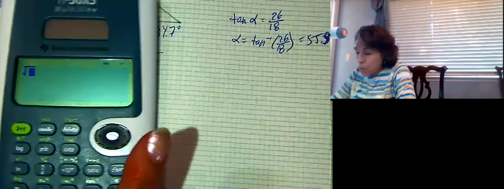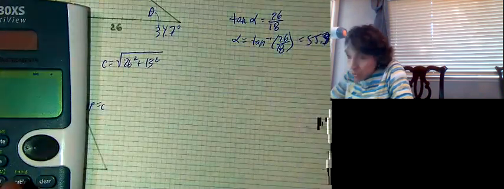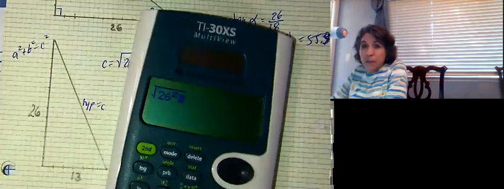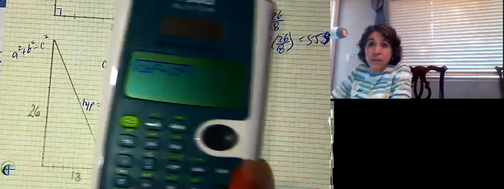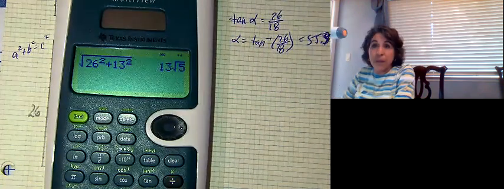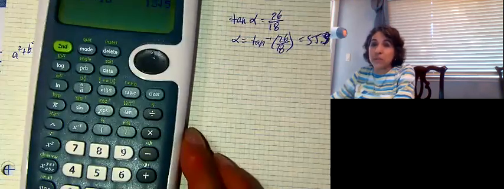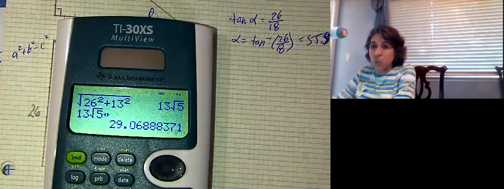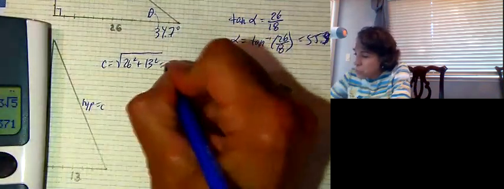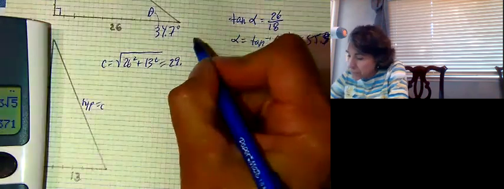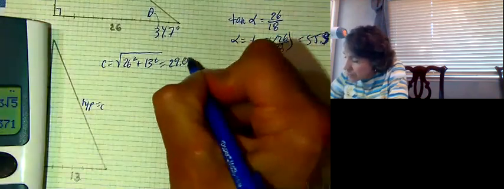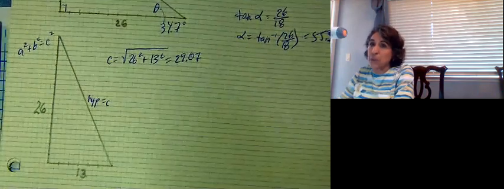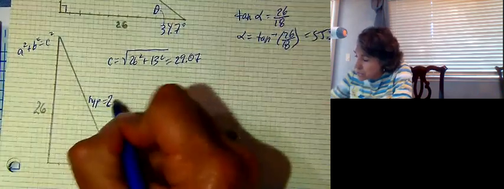Square root of 26 squared plus 13 squared. There it is, 13 squared. What is that? 13 root 5. Well, that doesn't help me. So there's a little button here to give me the whole thing. All right, 29.07. So we'll just round it off to be 29. Okay, so we're going to say it's about 29.